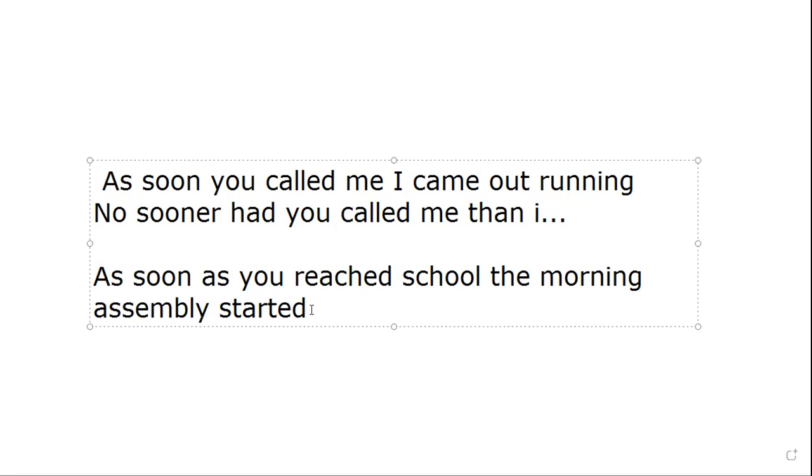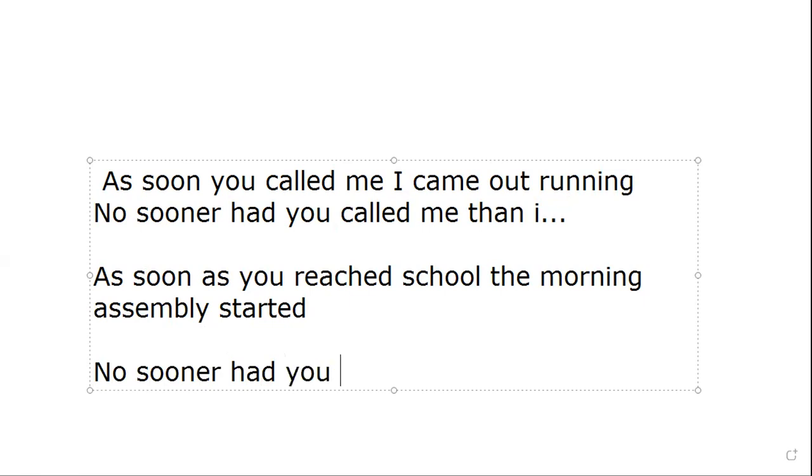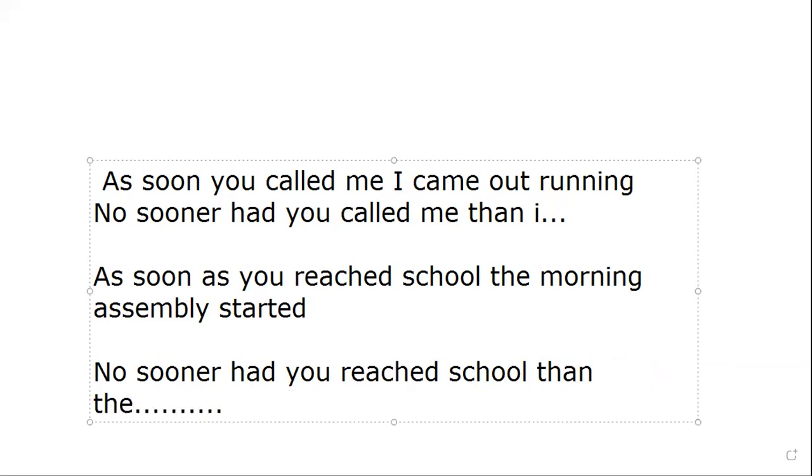Now we will make the next answer. As soon as you reach school, the morning assembly started. Any of you? If you can do the first one, the second one is also the same way. No sooner had you reached school, then the morning assembly started, as it is. That's the right answer. Thank you very much. No sooner had you reached school, then the morning assembly started. Right answer.